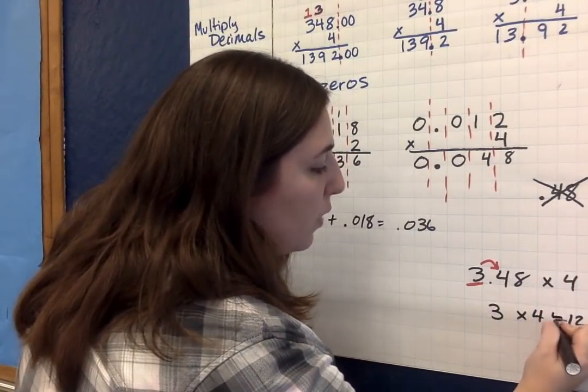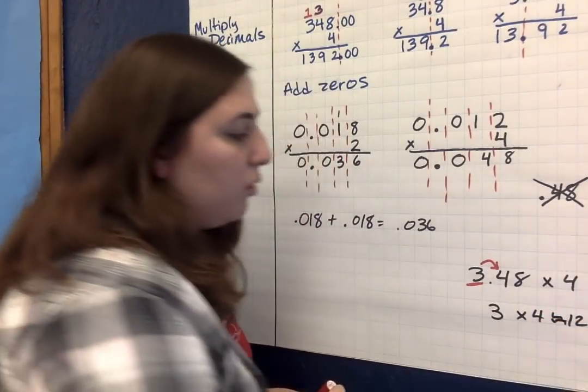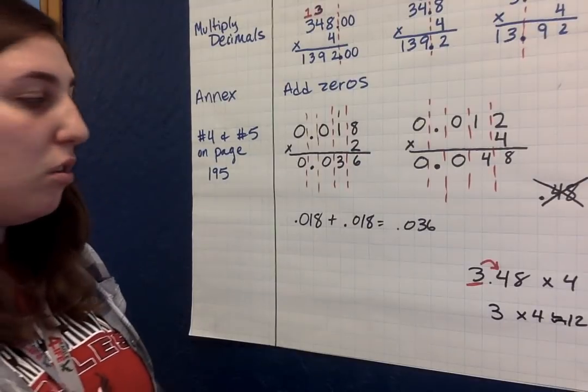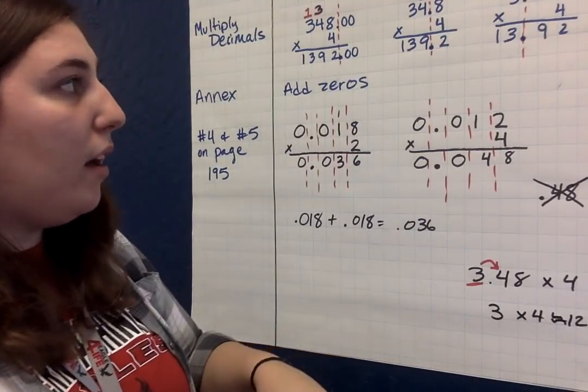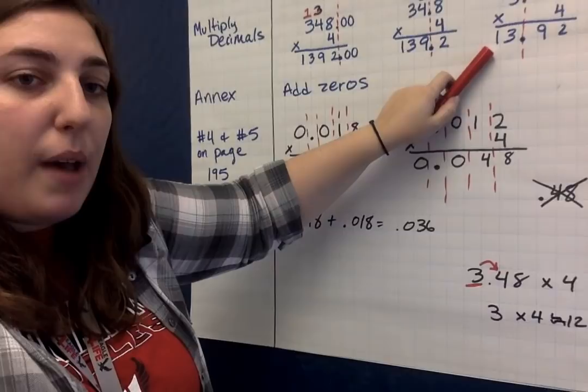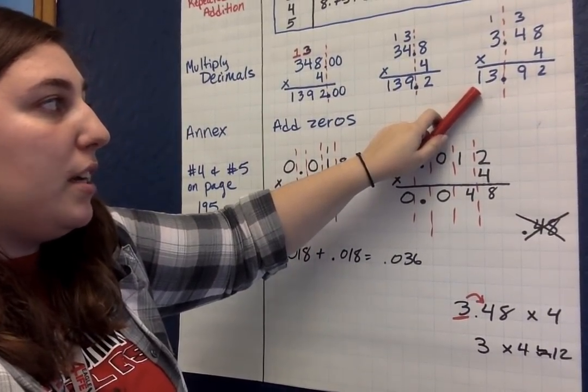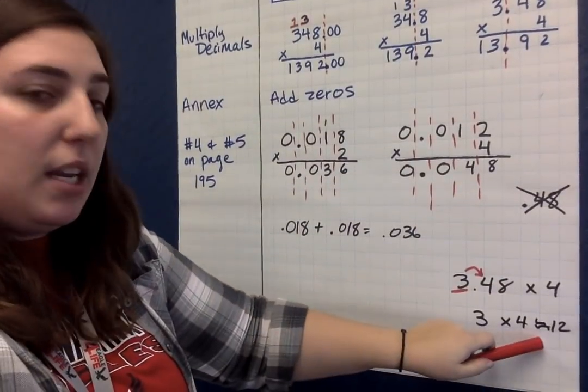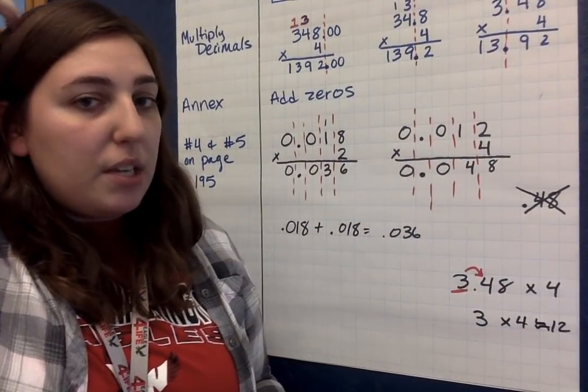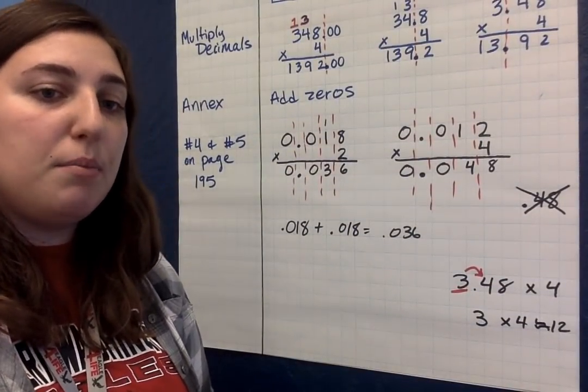I'm going to put those squiggly equal signs, okay? So 3 times 4 is about 12. So does that look about right? Okay. 3.48 times 4 is 13.92, and I estimated about 12. So you can use estimation to check your work when you're solving problems.